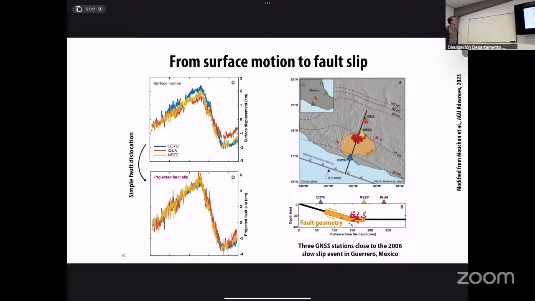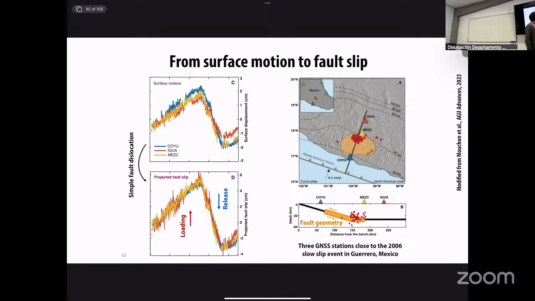And so we do that here, and you can see now that all the amplitudes of slip now align. So we think we've done a decent job over the 6-month-long slow slip event of projecting the surface displacements onto the subduction interface at depth.